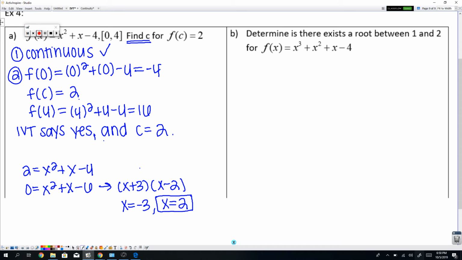Okay? So now it says determine if there exists a root between 1 and 2, letter B. So let's determine if there is one. We're going to do the same exact thing. So using the IVT, we can prove it. So f of x is continuous, is a polynomial. So continuous.